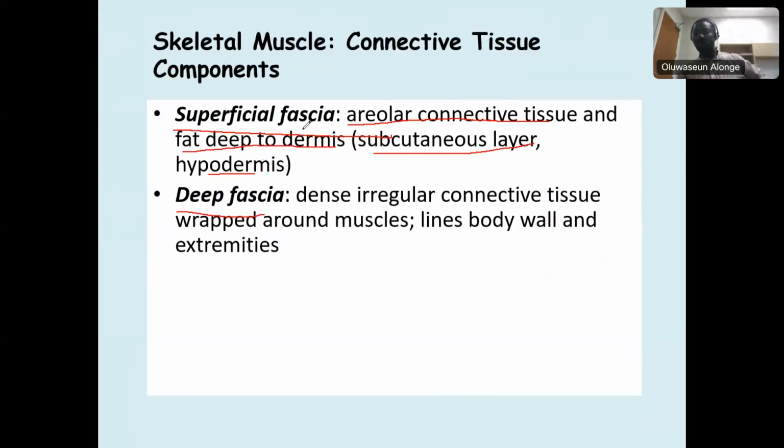Now, deep to that fascia is another one, and that is what we call the deep fascia. So that means superficial fascia is above, deep fascia is below, right? So they are dense irregular connective tissues wrapped around the muscles and they line the body walls, and also you see them in the upper limb and lower limb.